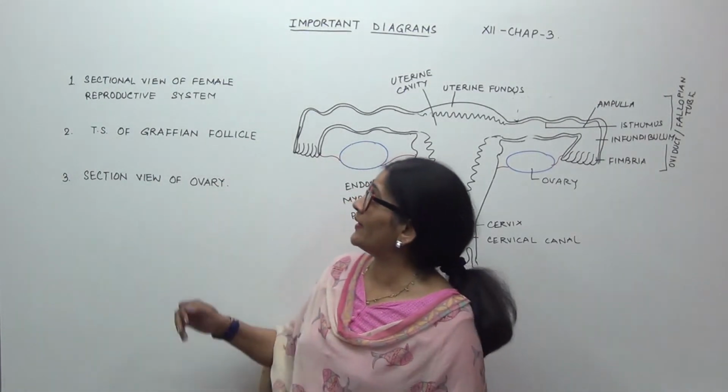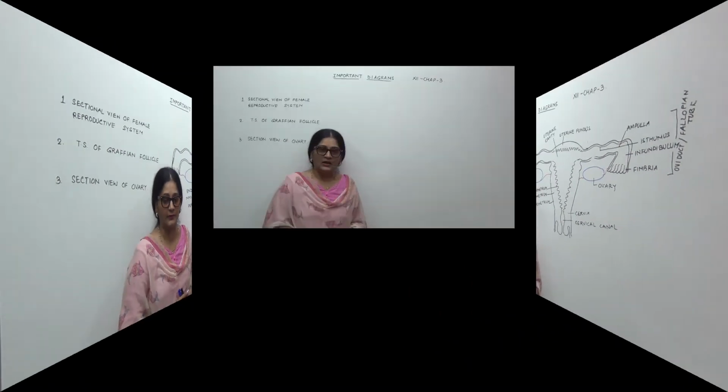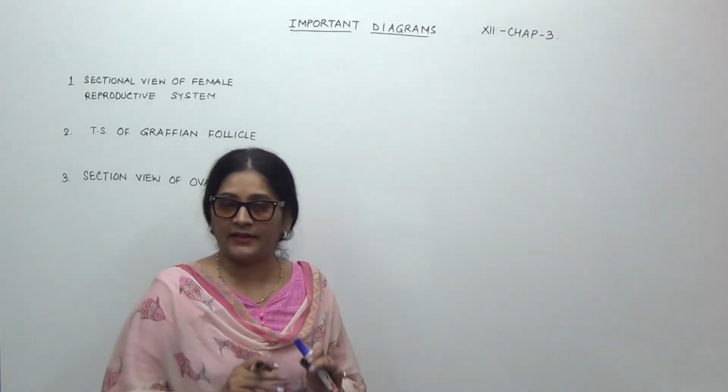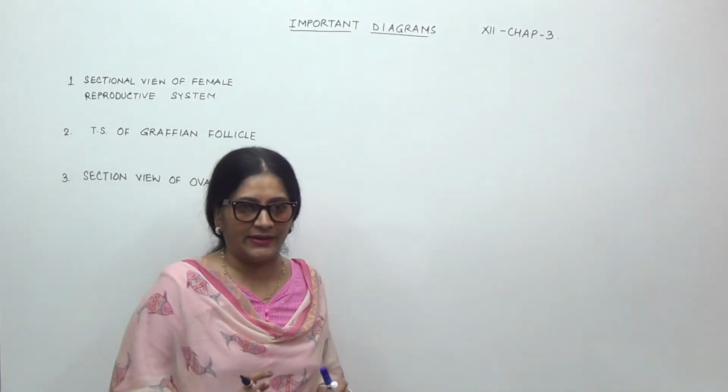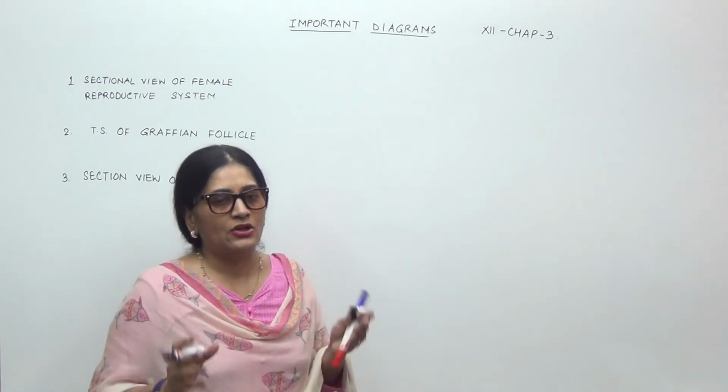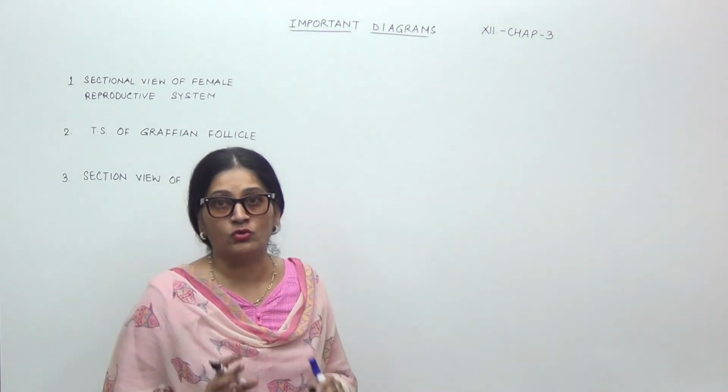Now we move to the next one, that is TS of a Graafian follicle. TS of Graafian follicle, there's no labeled diagram in your NCERT, but it actually comes. So I'll just give you a simplified one so that you know what to draw.